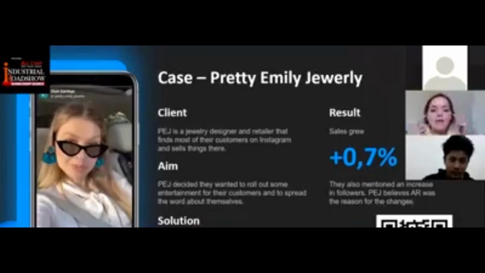And also she had those sunglasses here. Sunglasses actually aren't there. They are the 3D model that we developed. So they decided to roll out this entertainment and to spread the word about themselves. So people knew that there is Pretty Emily Jewelry and that they're doing some awesome things, that they're making those awesome earrings. So earrings look realistic.